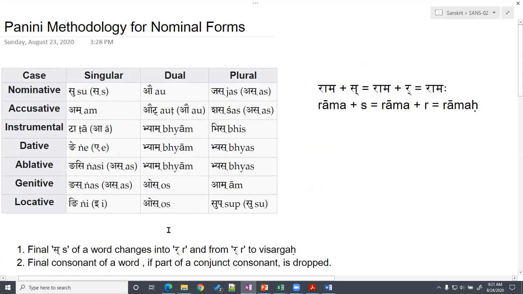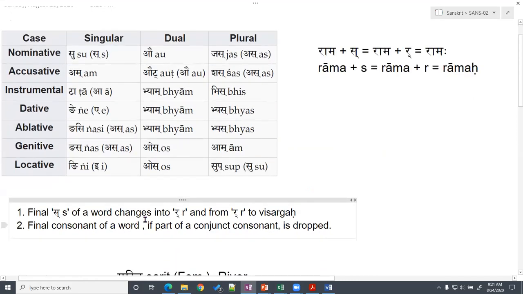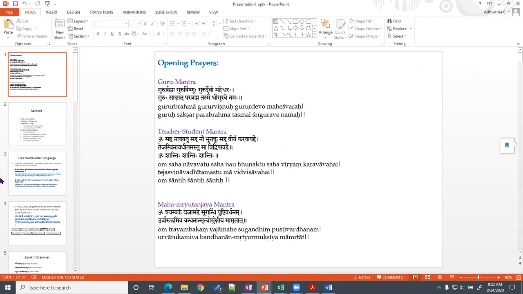Another thing I want to bring to your attention here. You see, I put this rule: the final sakara of a word changes into refa and from refa to visarga. Why this two-step process? Why not directly say sakara will change to visarga if it always happens this way? The reason is that there are a few words which do not go through this transformation. They naturally end in refa without first being sakara, and then refa changes to visarga. Based upon what route a word has taken, whether from sakara to refa to visarga versus directly from refa to visarga, some visarga sandhi rules change. That's where you see that we have this rule here, a visarga sandhi rule.